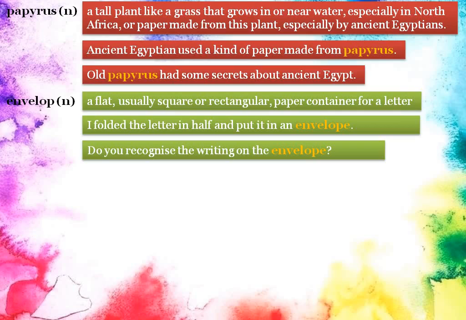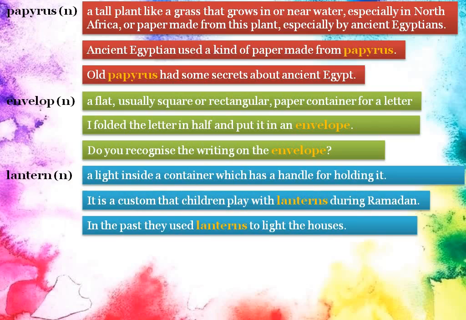Another word, envelope. A flat, usually square or rectangular, paper container for a letter. I folded the letter in half and put it in an envelope. Do you recognize the writing on the envelope? Another word, lantern. A light inside a container which has a handle for holding it. It's a custom that children play with lanterns during Ramadan. In the past, they used lanterns to light the houses.